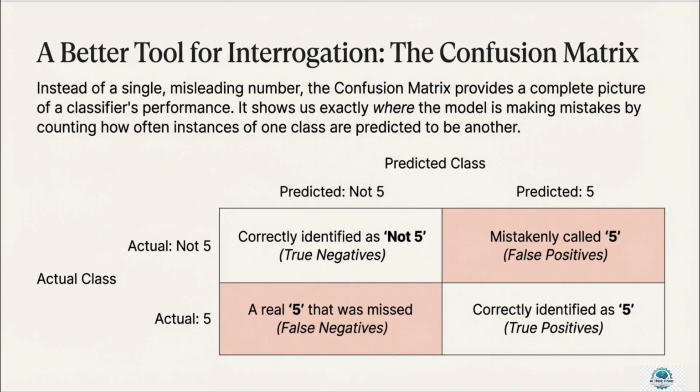If the image was not a 5 and predicted not a 5, that is a true negative. If we mistakenly shouted 5 when it wasn't, that is a false positive. If the image was a real 5 but we missed it, that is a false negative. And finally, if it was a 5 and we got it, that's a true positive. By filling in these 4 boxes, we can see exactly where the model is confident and where it is confused.